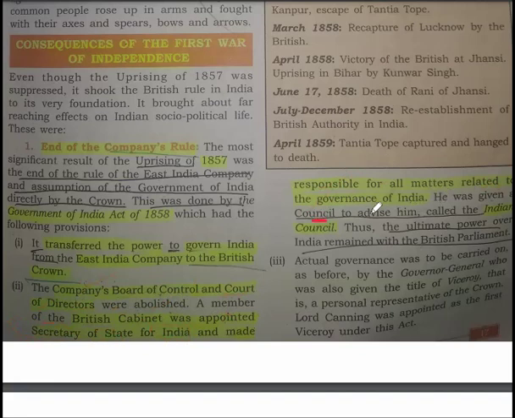He was given a council to advise him, called the Indian Council. The ultimate power over India remained with the British Parliament. And here the Governor General was also given the title of Viceroy, that is the personal representative of the Crown. So that was important. And who was given this? Lord Canning was appointed as the first Viceroy under this act. Important, guys, they will ask.